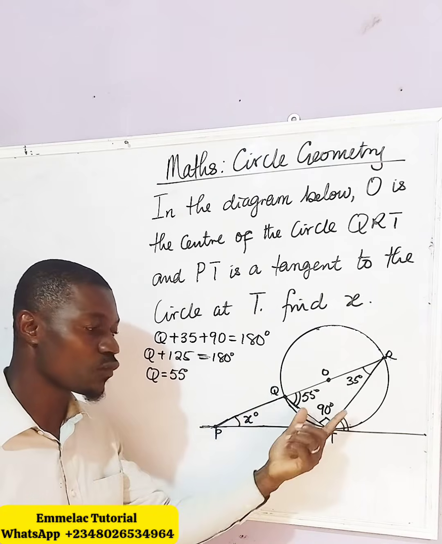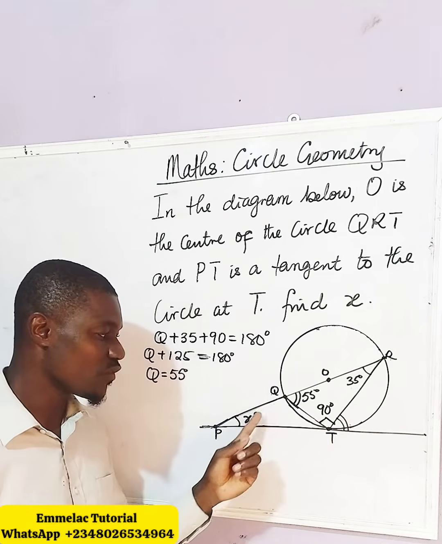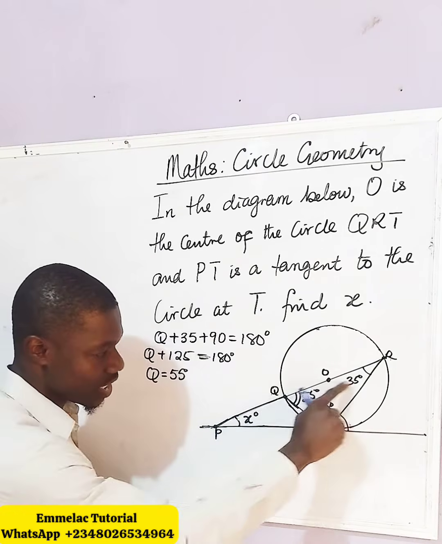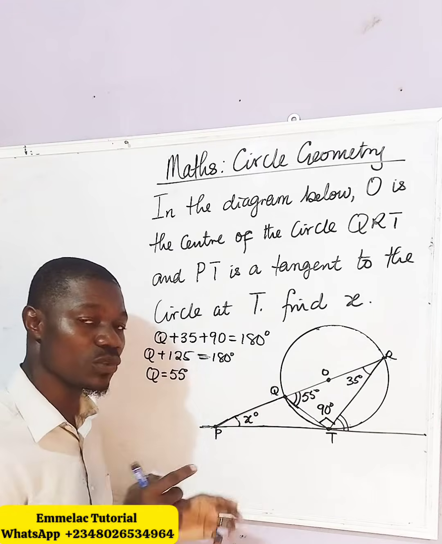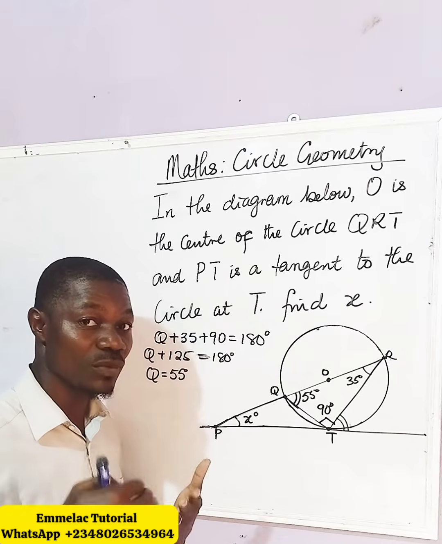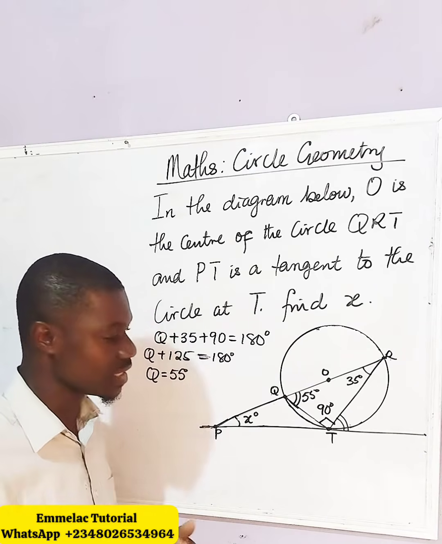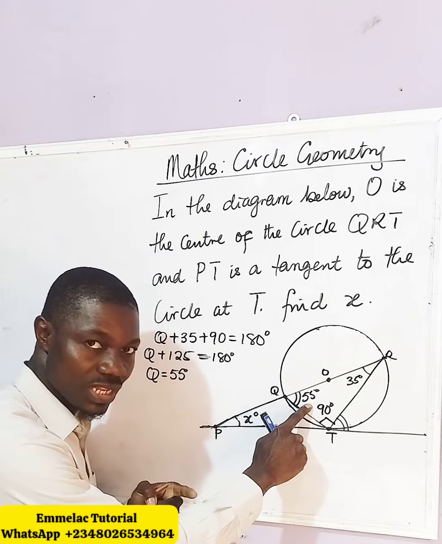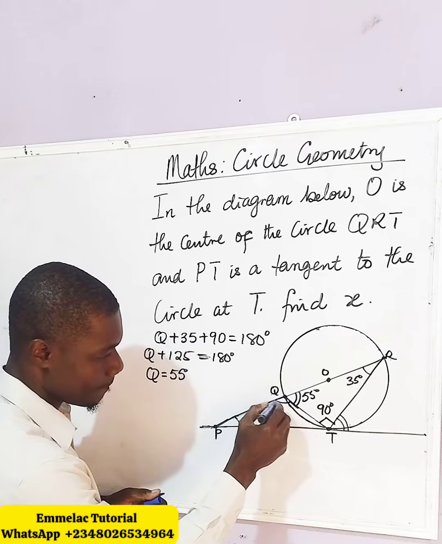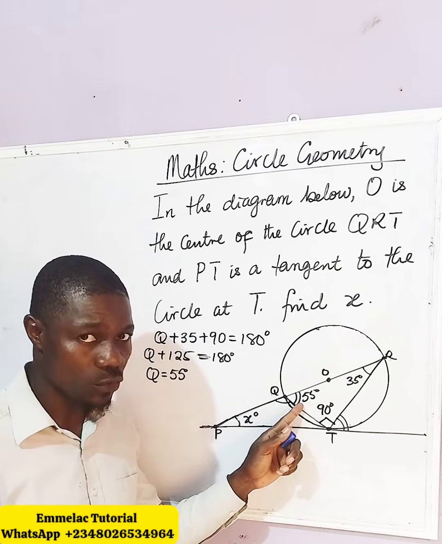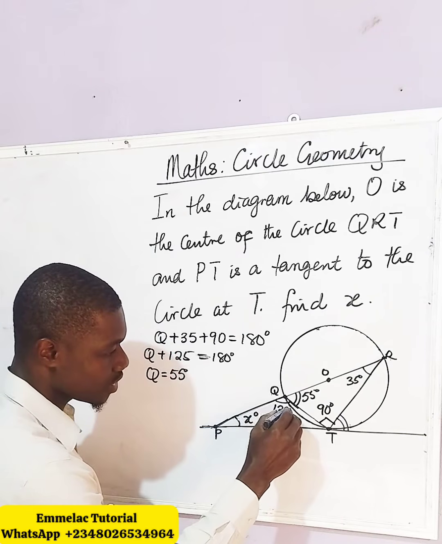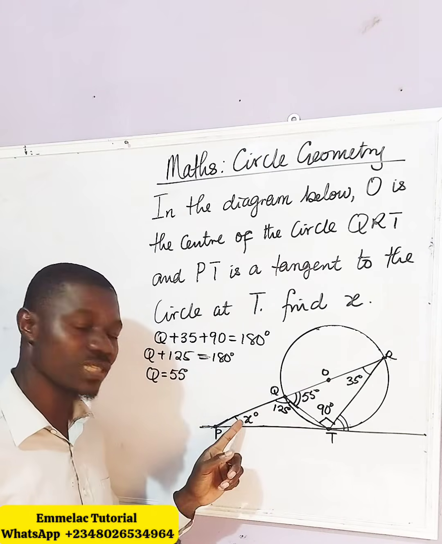So we are solving to find a way to get x degrees. Since this is a straight line, we know that angles on a straight line must give us 180. However, a part of the straight line is 55 already. So when we take 55 away from 180, it gives us 125. So here it becomes 125.